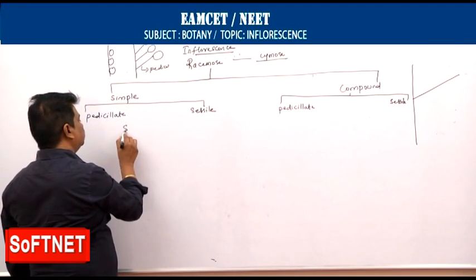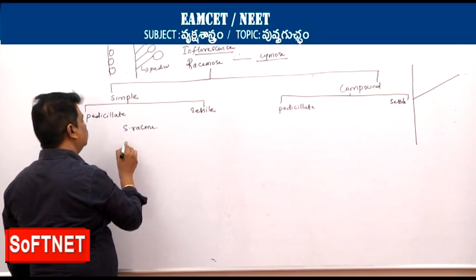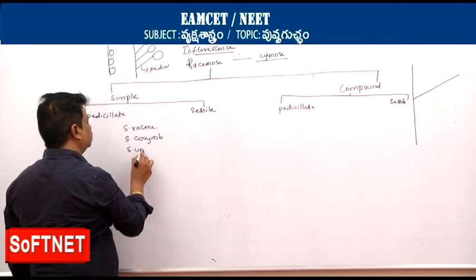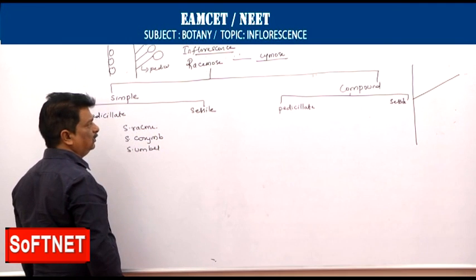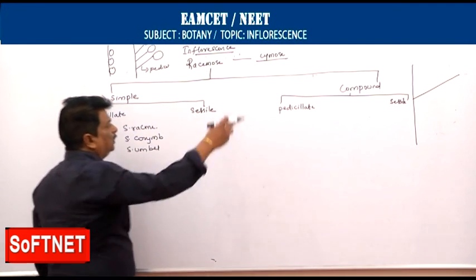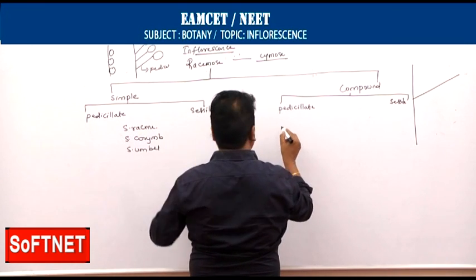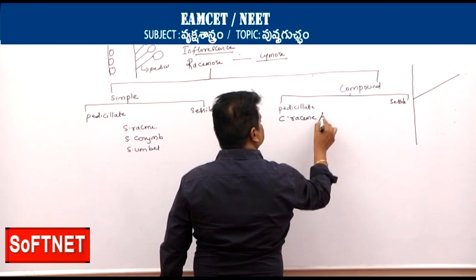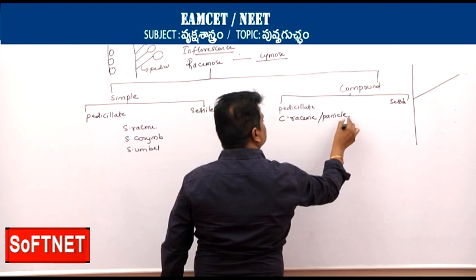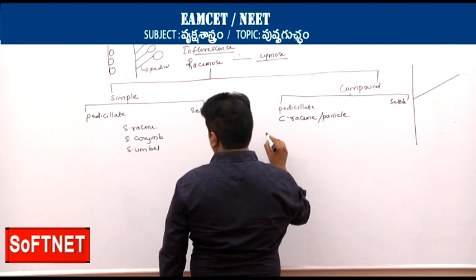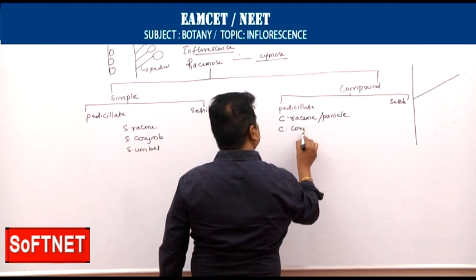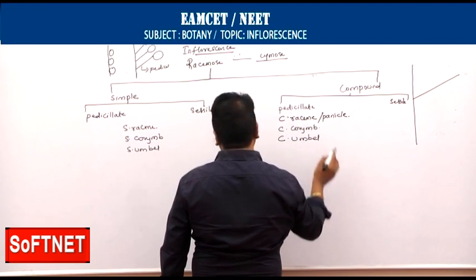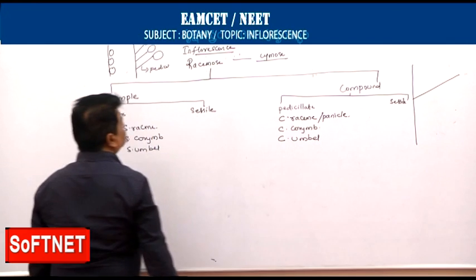Under racemose simple pedicellate, one is simple raceme, second one simple corymb, and third one simple umbel. Under racemose compound pedicellate, here simple raceme becomes compound raceme, which is also called panicle. Here simple corymb becomes compound corymb, and simple umbel becomes compound umbel.